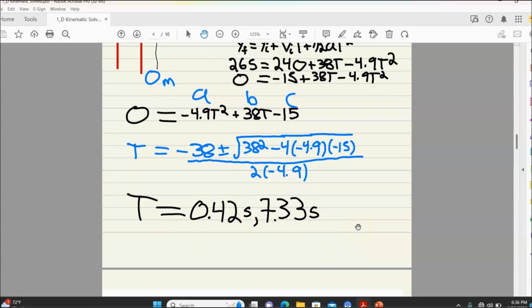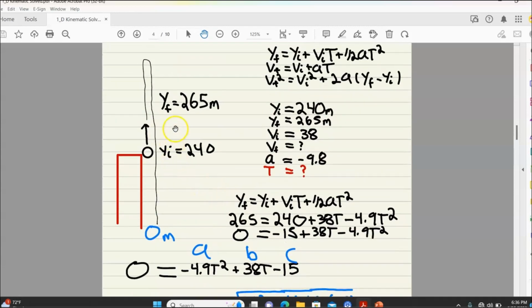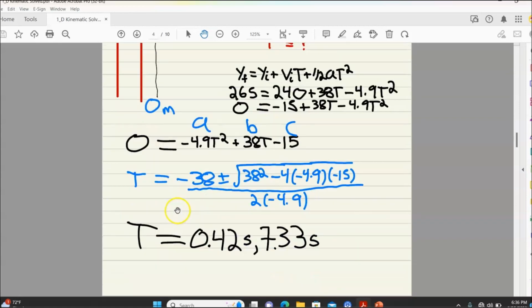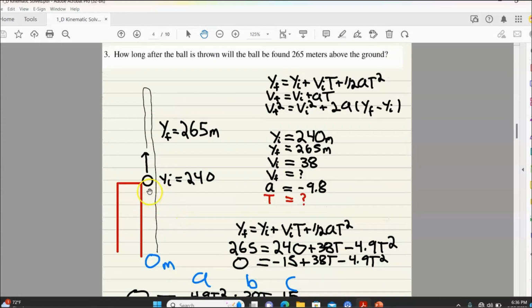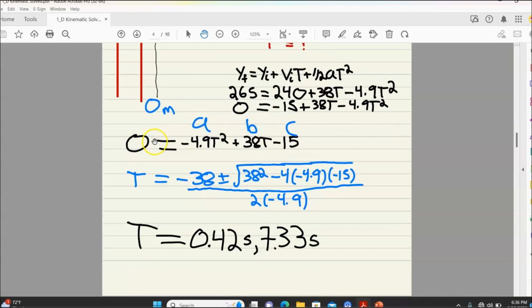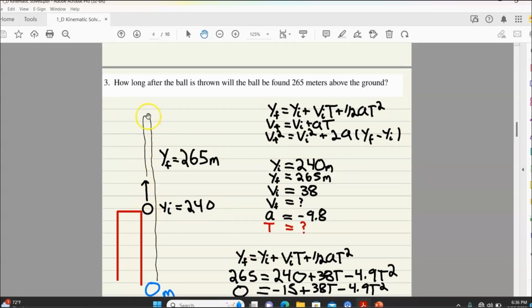You may want to pause the video right now and ask the question, why are there two times? The reason there are two times is because the ball passes the location 265 meters twice. It passes it on the way up and then also on the way down. So it will take 0.42 seconds for it to go 25 meters upward from 240 to 265, and then it will take 7.33 seconds for it to make this trip and then come back down.